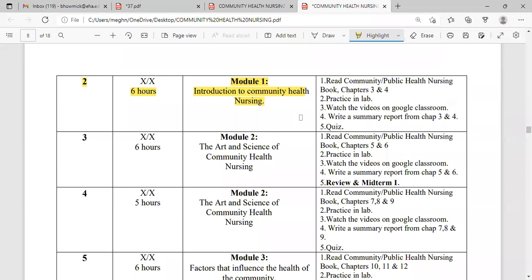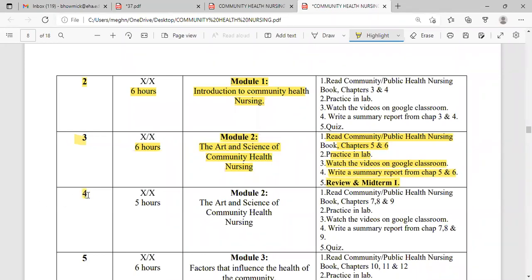So what else? Week 3, 6 hours, module 2, it contains the art and science of community health nursing. Same reading, read the community public health book, chapters 5 and 6. Participate in the lab work, watch the video in Google Classroom, and also write a summary report on chapters 5 and 6. And review and midterm 1.